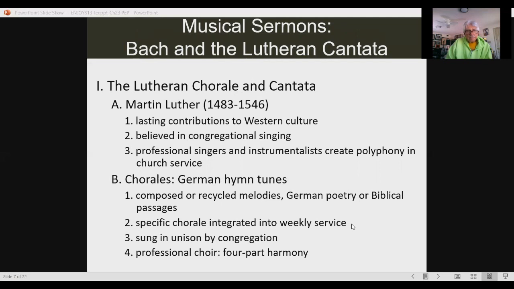So Martin Luther, 1483 to 1546. He was a very important individual because he stood up to the Catholic Church. And with words and with laws, he defended himself, and he actually won, which was a first.